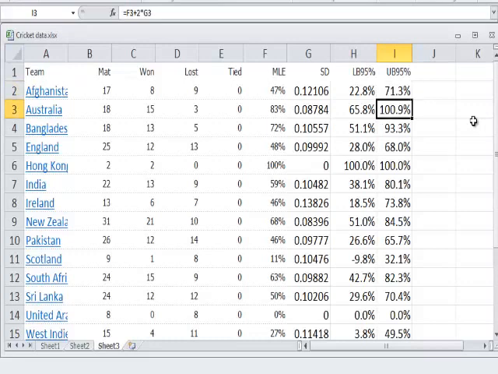Okay, so now here we see in Australia the first case that we reject the hypothesis of 50%. This is why the null hypothesis is being rejected. Australia is much better.